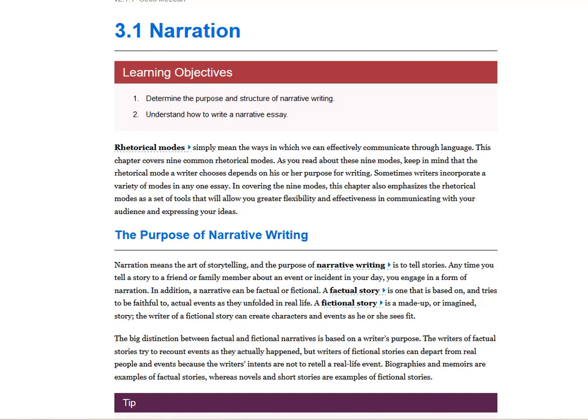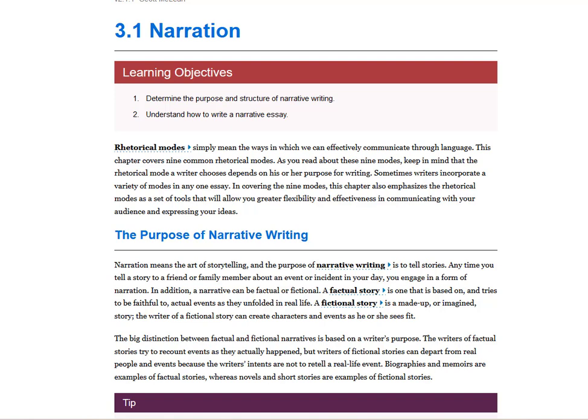A factual story is one that is based on actual events as they unfolded in real life. A fictional story is a made-up or imagined story. The writer of a fictional story can create characters and events as he sees fit. The big distinction between factual and fictional narratives is based on a writer's purpose.